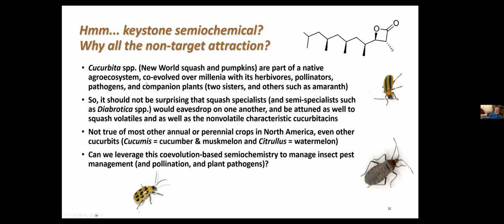And those are part of, they support these herbivores. And why should we be quite so surprised when they're eavesdropping on one another? So we do have to make this distinction that the cucumber and the muskmelon and the watermelon are Old World species, so they may not work the same way. But can we leverage what I call coevolutionary-based semiochemistry to maybe come up with some good selective pest management?